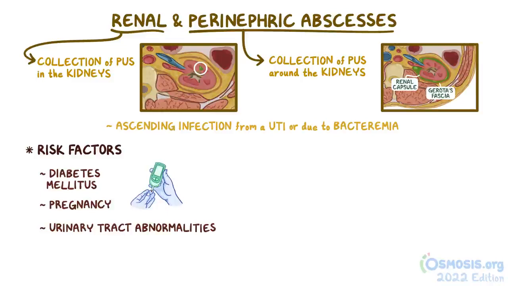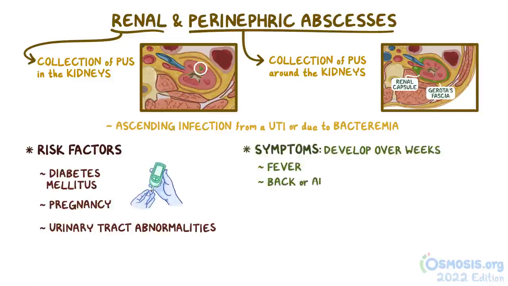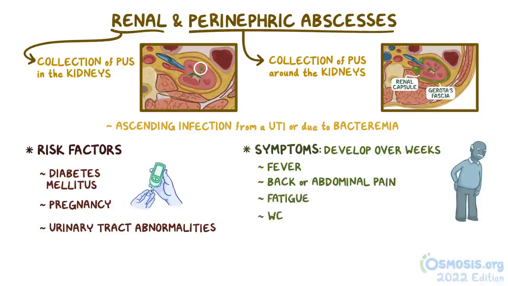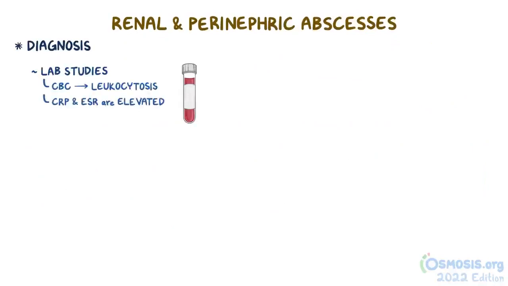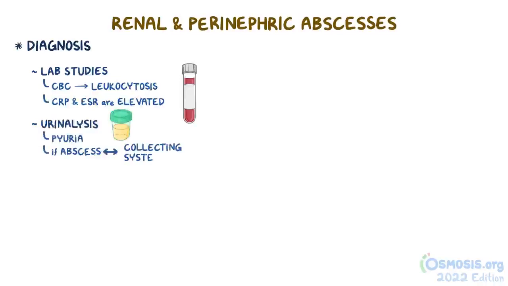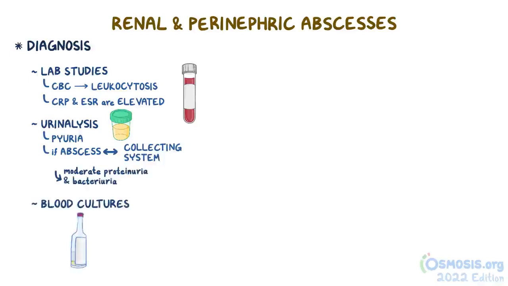Symptoms develop over weeks and include a fever, back or abdominal pain, fatigue, and even weight loss. There's also usually costovertebral angle tenderness. Lab studies include a CBC, which shows leukocytosis. In addition, CRP and ESR are elevated. Urinalysis shows pyuria if the abscess communicated with the collecting system, moderate proteinuria, and bacteriuria. Additionally, blood cultures are done to identify the culprit.